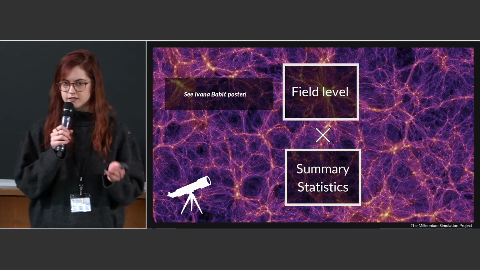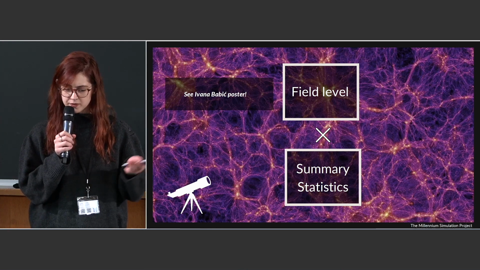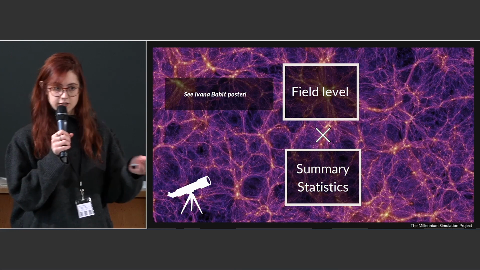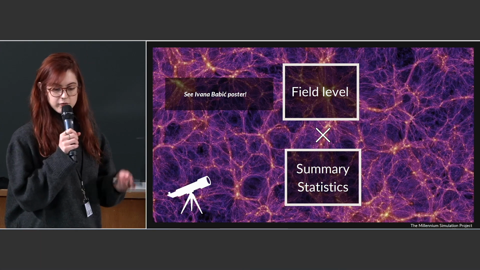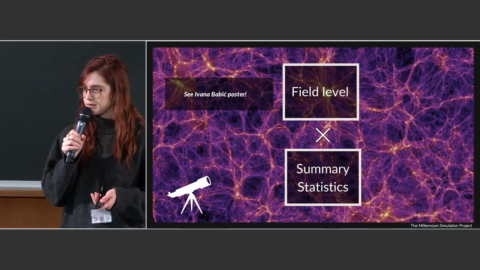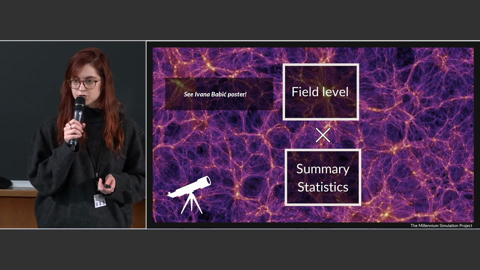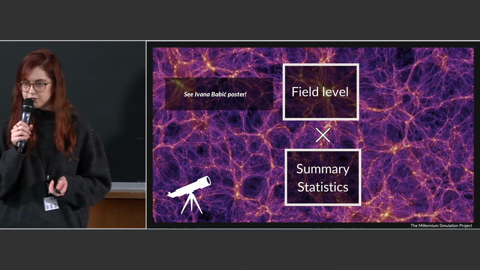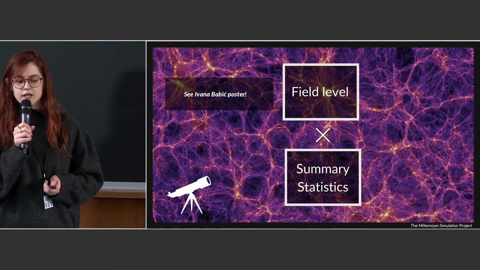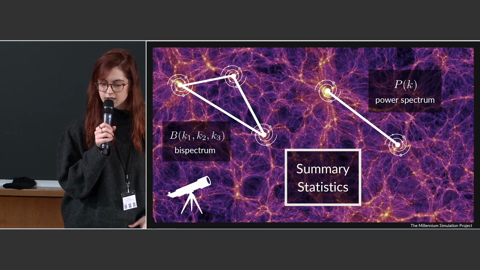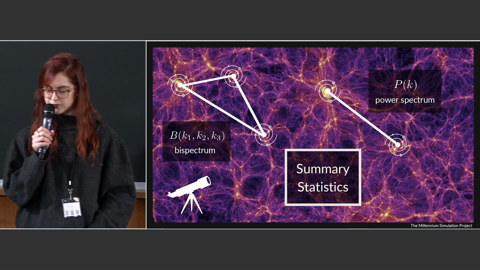Basically, looking at spectroscopic surveys, we can try to extract cosmological information at the field level. For more information, you can talk to Ivana Babic, who is presenting a very nice poster. And also to compress your galaxy density field into summary statistics. Here I'll be focusing on this approach. Mainly, I'll be using the galaxy power spectrum and bispectrum.